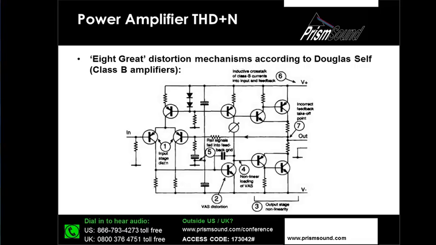I'm going to refer you to a diagram and a brief bit of text here from a gentleman called Douglas Self, who's written a book all about power amplifier design. And I'm not going to take you through a design workshop today. We're going to focus on the analysis, but I want to make at least passing reference to the fact that an amplifier, and this example here is a Class B amplifier, has many potential sources of distortion.